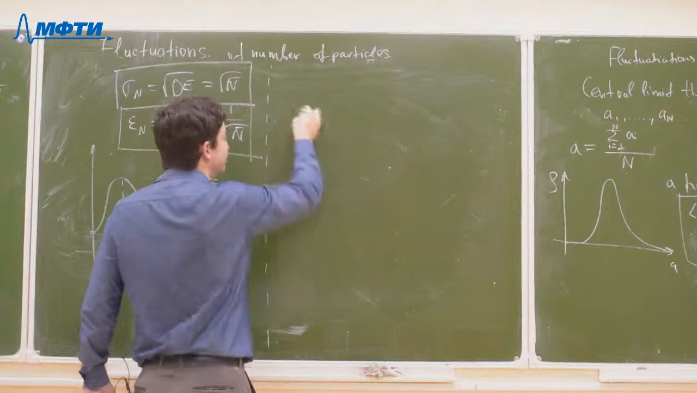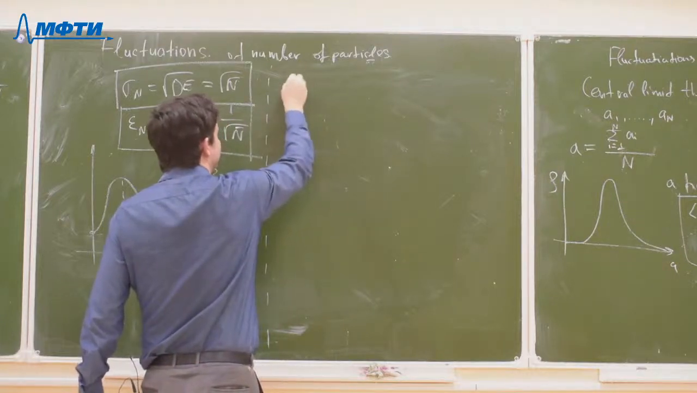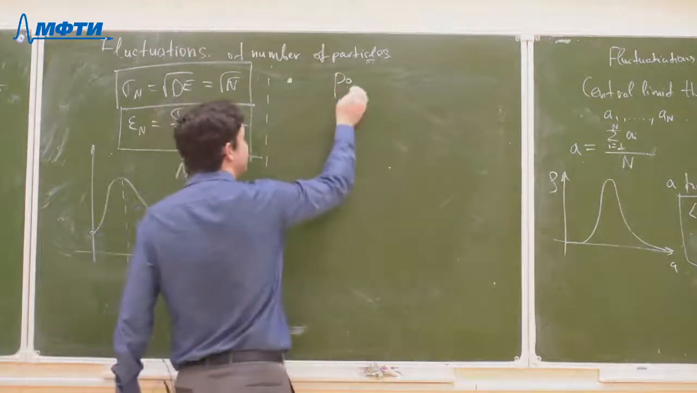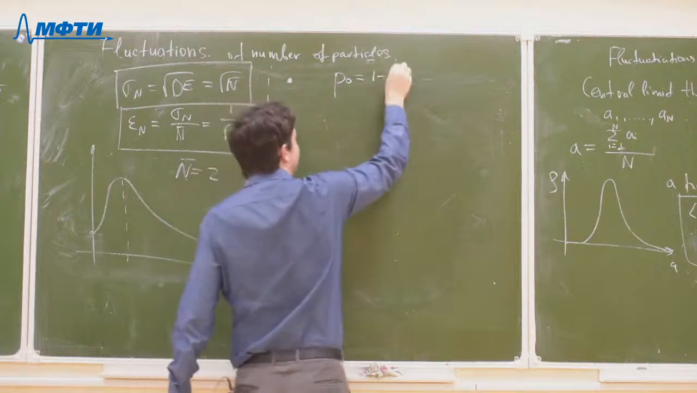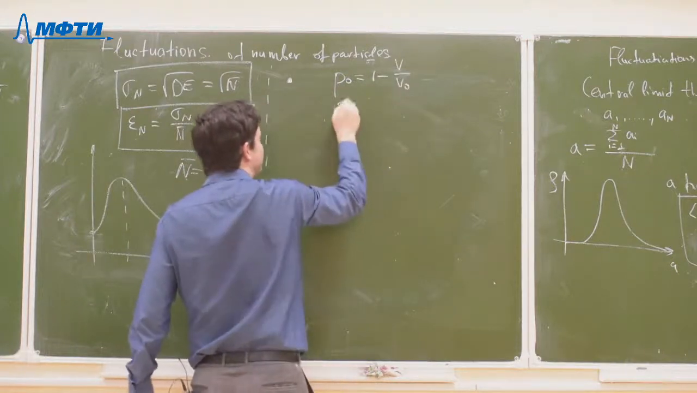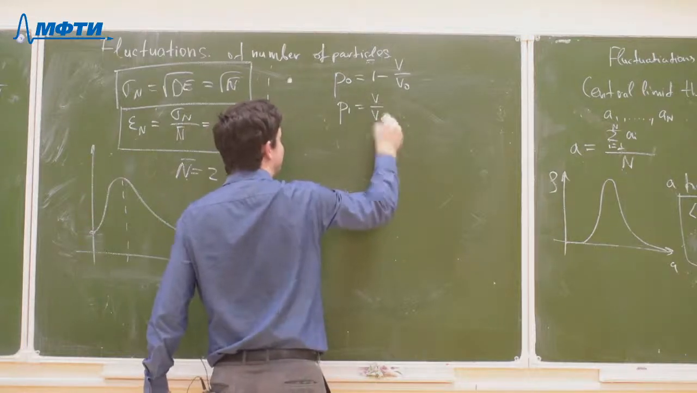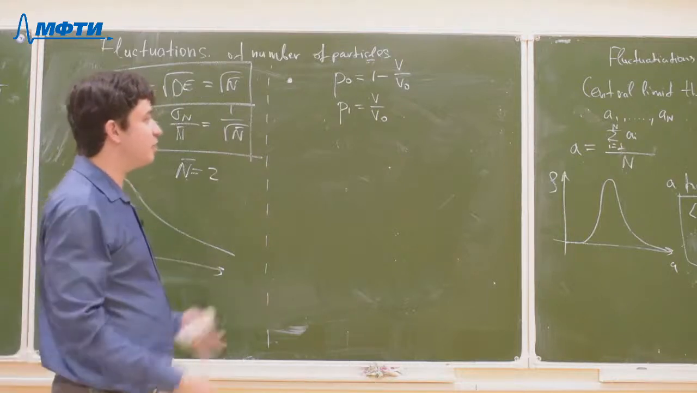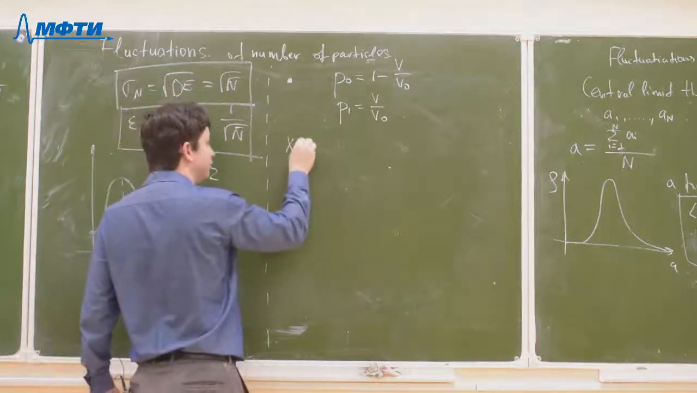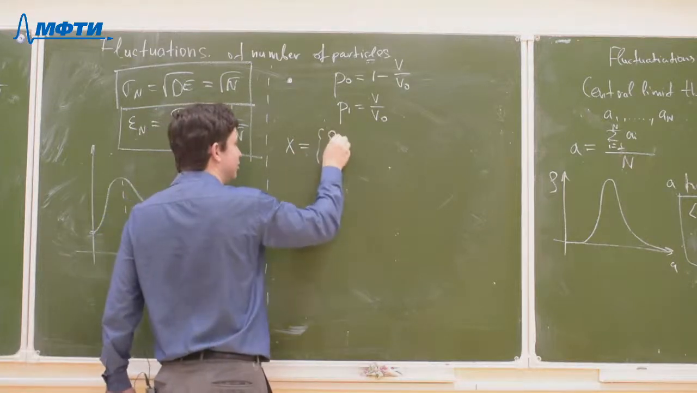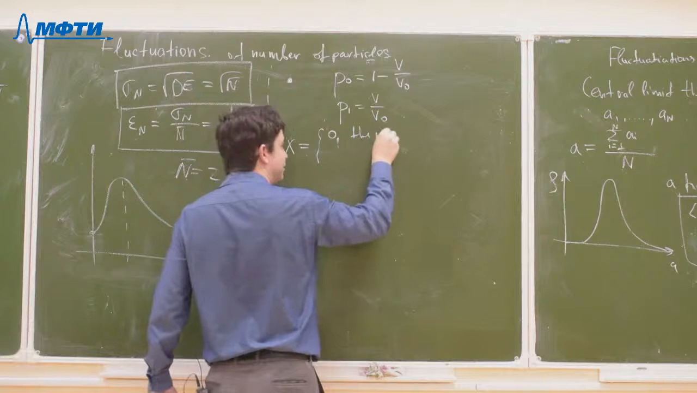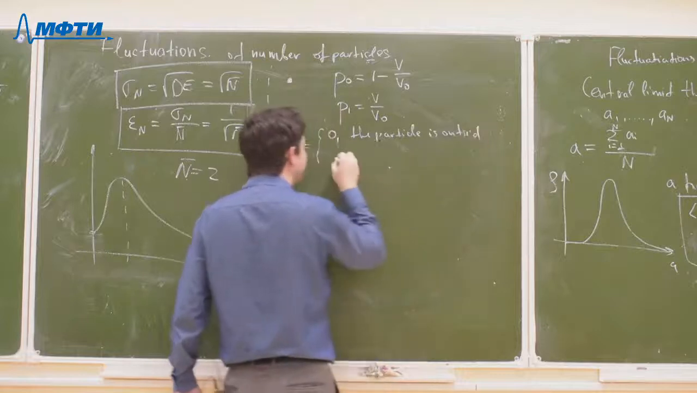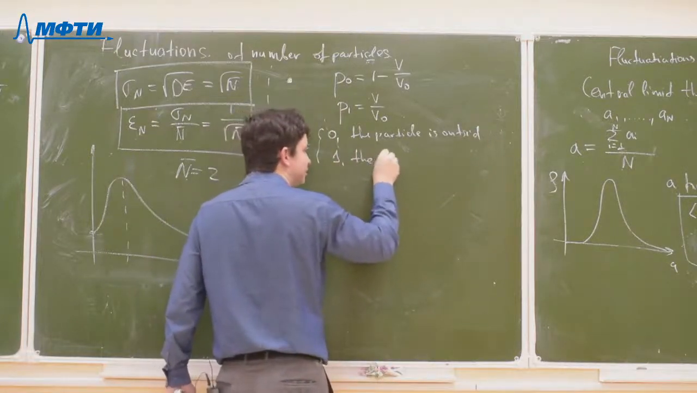So first of all, if you want to do this calculation, let's do the following. Let's consider one particle, one molecule. The probability for this molecule to be outside the selected volume is 1 minus V over V0. To be inside the selected volume is V over V0. And then we construct a random number which is 0 when the particle is outside, or equals 1 when the particle is inside.